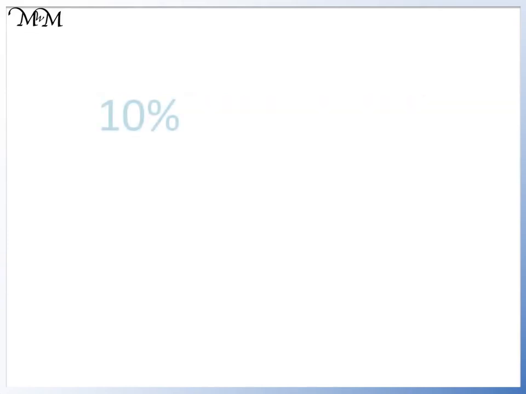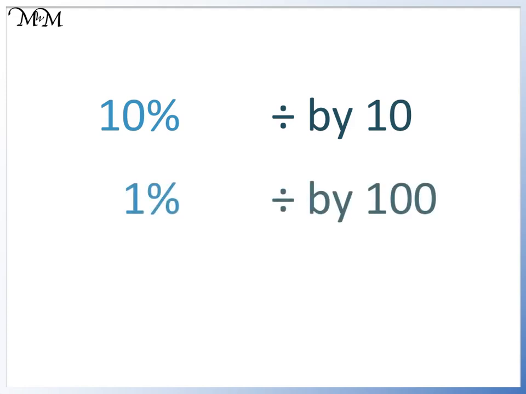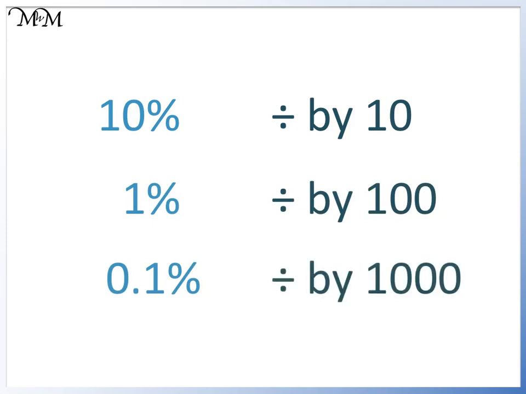To find 10% of an amount, we divide by 10. To find 1%, we divide by 100. To find 0.1%, we divide by 1000. Here's an example.